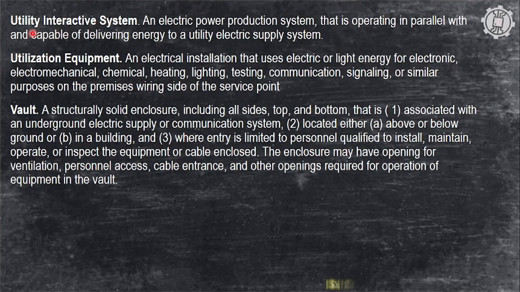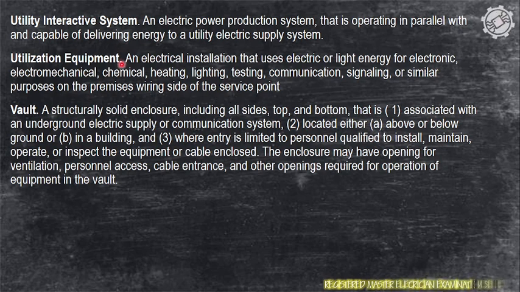Then utility interactive system, an electric power production system that is operating in parallel and capable of delivering energy to a utility electric supply system. So that is a utility interactive system. So it is somewhat of a backup system. Now, in case the utility electric system can no longer supply the demand of an area or its area of responsibility, it could tap into the utility interactive system.